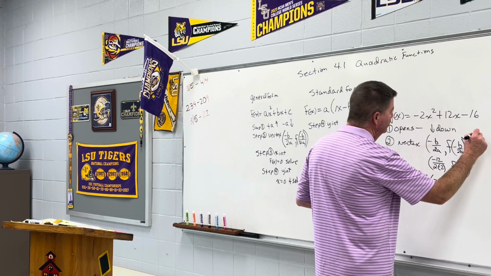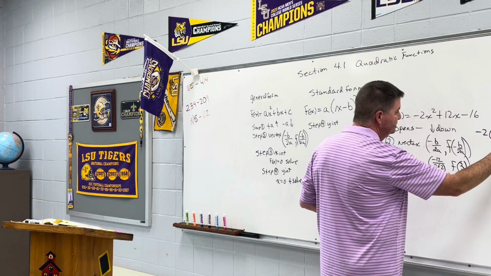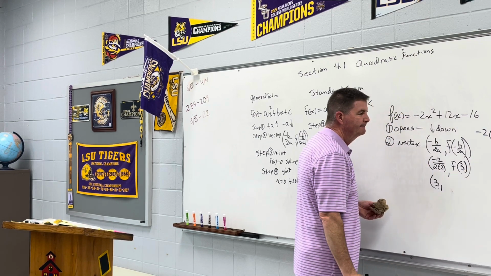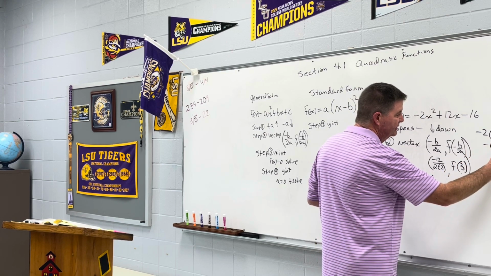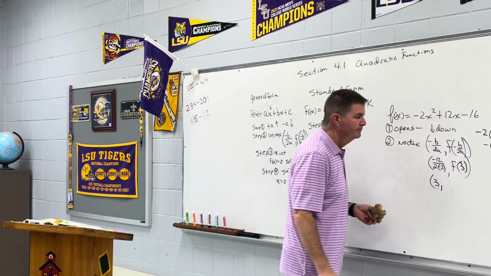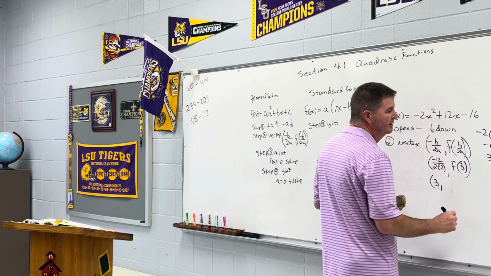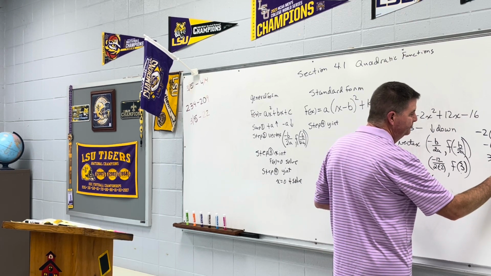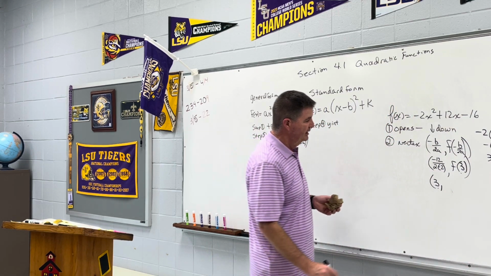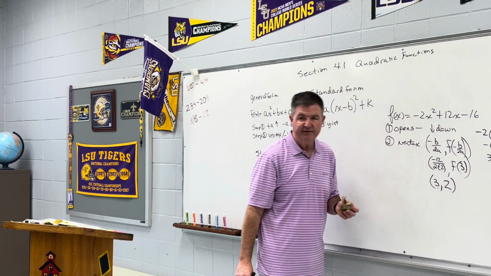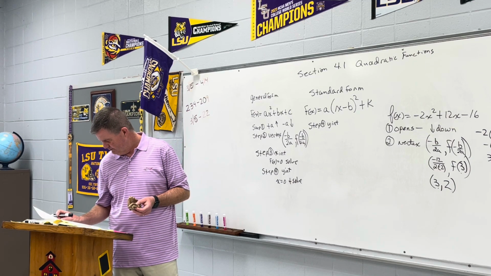So I'm going to take negative 2 times 3 squared plus 12 times 3 minus 16. That's going to be what? 9. That's going to be negative 18 plus 36 minus 16. So that's going to be what? 36 minus 34, which should be 2. So 3 comma 2 should be our vertex.